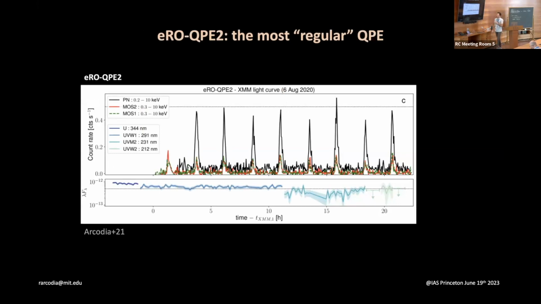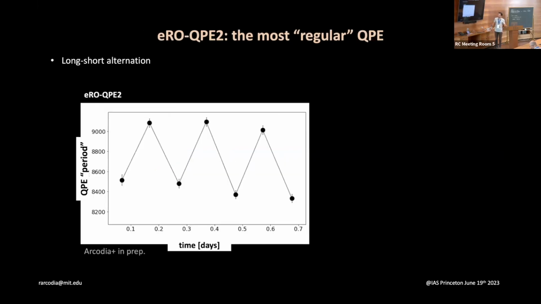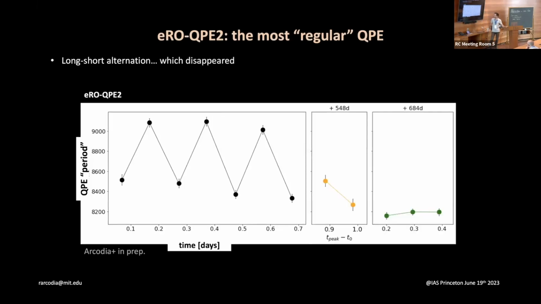Okay, what's new on eROQP2? This was one of the first regular ones, and the regularity is not because the period was exact, but because the period was varying in a simple way. It was alternating between a longer and a shorter one, which makes the orbital models quite happy. This is just the evolution of the recurrence time between the bursts over time, and this is how it changed over 2 years. It kind of converged to a single one, and it's also shorter.